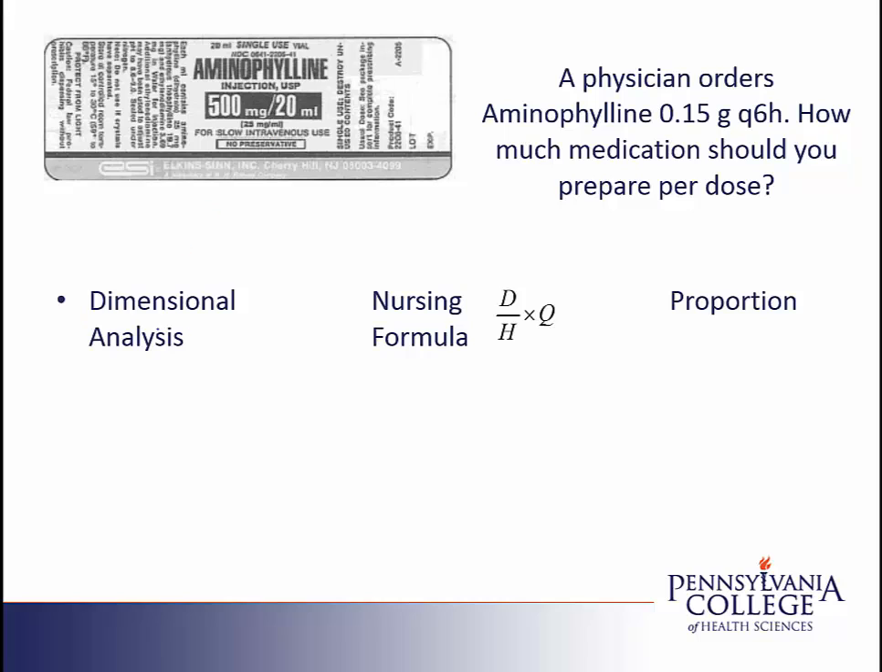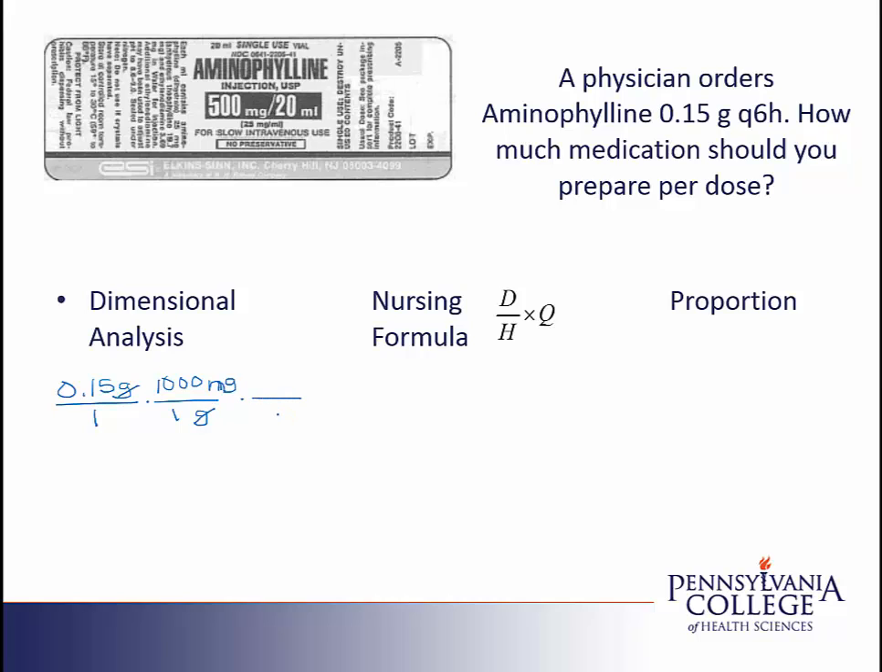The first approach that we'll use is the dimensional analysis approach. So we take what is ordered, the 0.15 grams, and we place that over a placeholder 1. We're going to multiply, and when we multiply, we want to cancel grams. When I look at the strength of the med, it's in milligrams, so I'm not quite ready to use the strength of the med. So I'll use a metric conversion. I know that 1 gram is equivalent to 1,000 milligrams. And this allows me to cancel the label of grams.